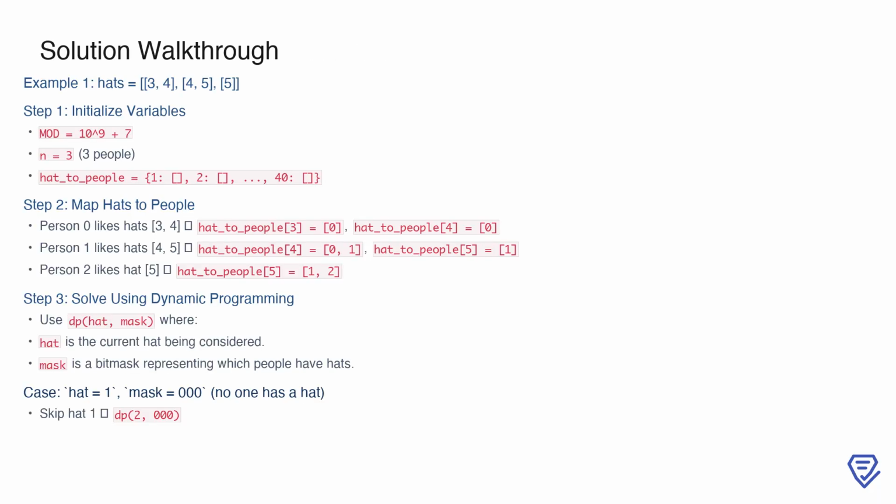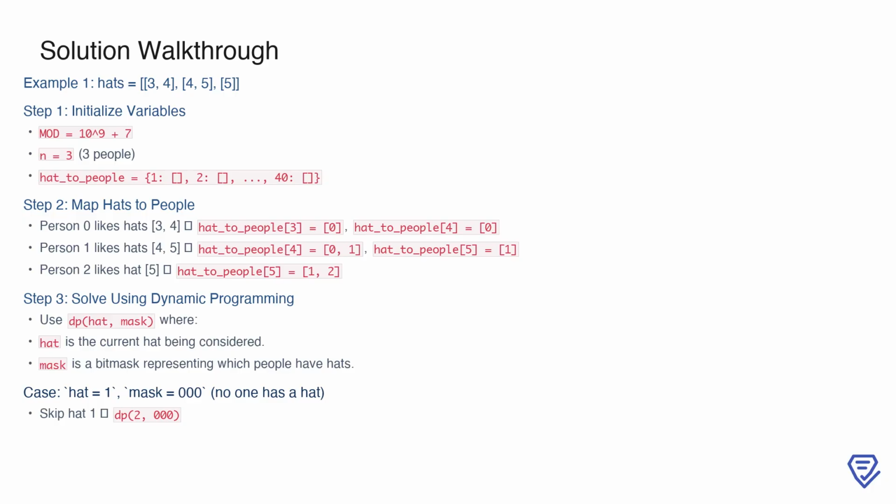To solve this problem, we begin by initializing some key variables. First, we set mod to 10 to the power of 9 plus 7, which helps us manage large numbers by keeping results within bounds. Since there are 3 people, we set n to 3.